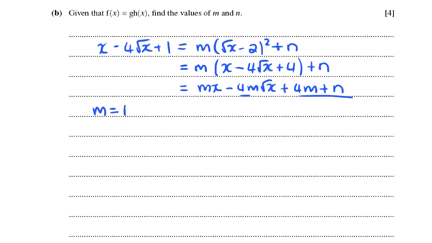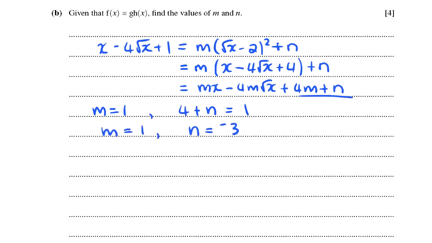All right, if m equals 1, does the second one work? Minus 4m equals minus 4, yes it does. And so if m equals 1, then we know that 4 times 1 plus n is equal to 1, and so n is equal to -3. I think we're done.